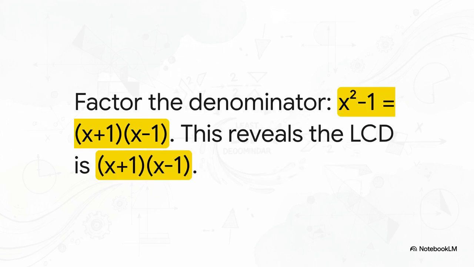Okay, here is the absolute number 1 most important thing you have to do first on problems like this. Factor every denominator you can. See that x squared minus 1? That's a classic difference of squares. It factors into x plus 1 times x minus 1.